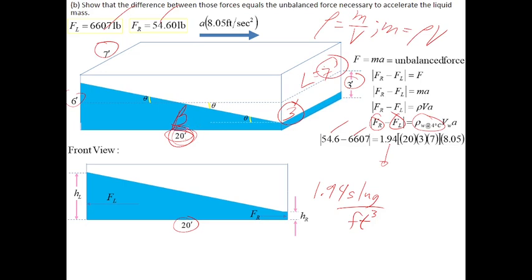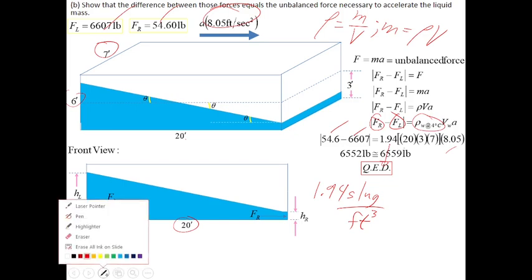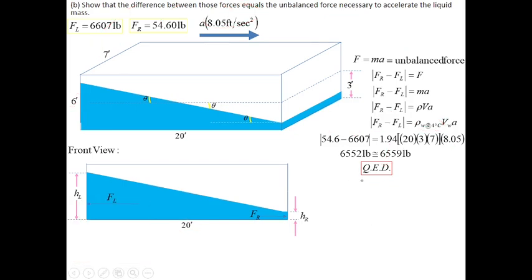So that is our volume of liquid, the volume of water. And then A is 8.05 feet per second squared. So, therefore, 6,552 pounds, approximately equal to 6,559 pounds.